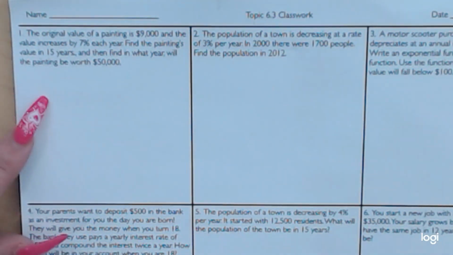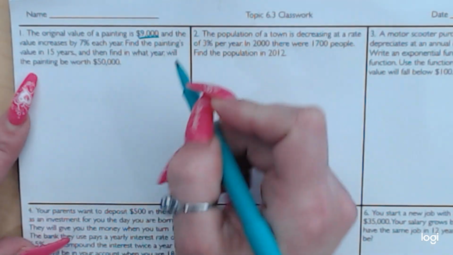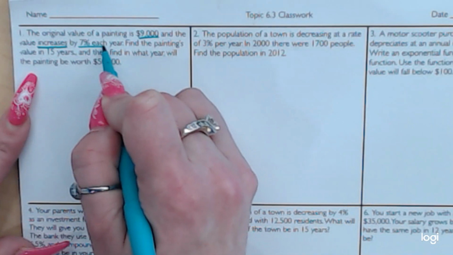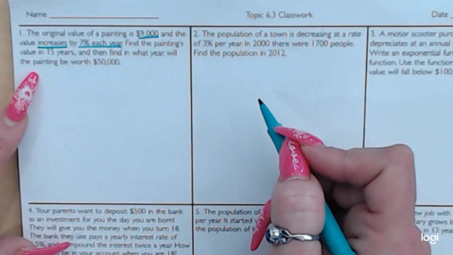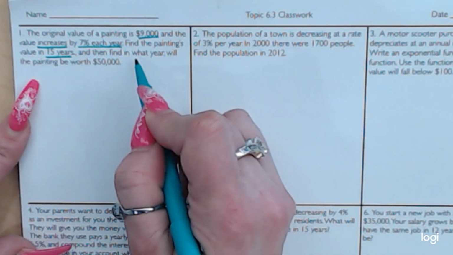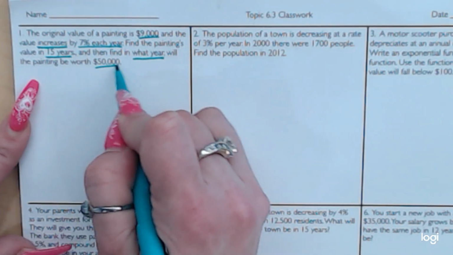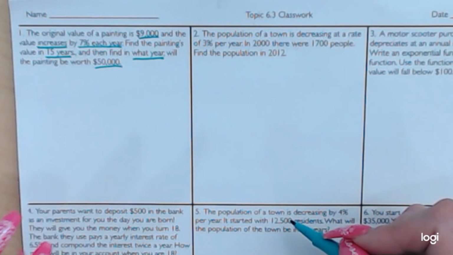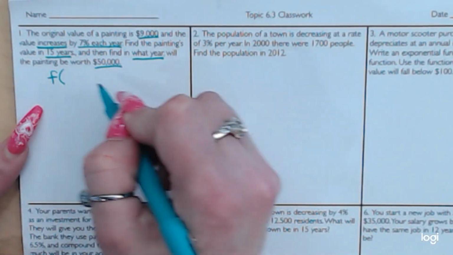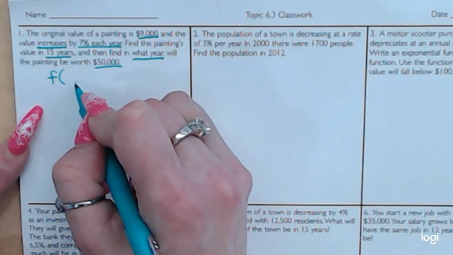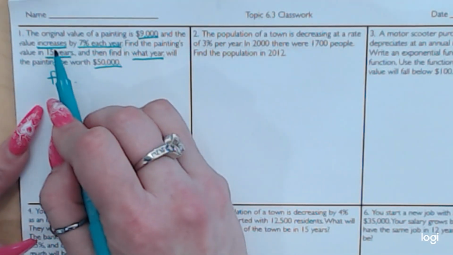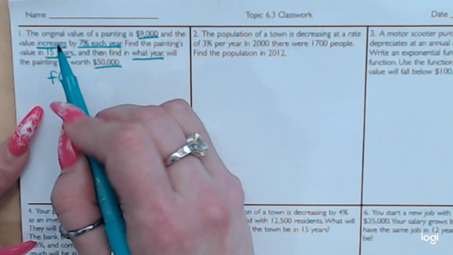The original value of a painting is $9,000, and the value increases by 7% each year. Find the painting's value in 15 years, and then find in what year will the painting be worth $50,000. So we have a few things going on here. Let's first look at the initial formula for exponential growth. We know it's growth because it's increasing instead of decreasing.